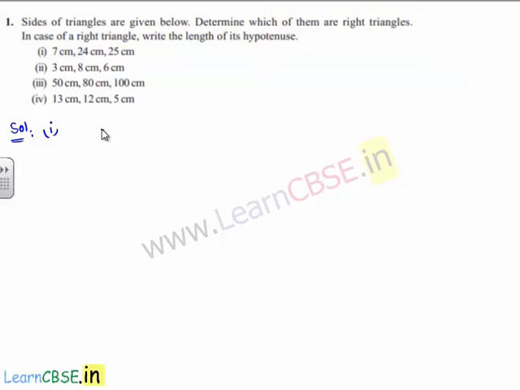Given lengths of sides are 7 cm, 24 cm and 25 cm. Let us assume that these are the sides of triangle ABC with AB equal to 7 cm, BC equal to 24 cm and CA equal to 25 cm. In order to check whether the given sides form a right angle triangle or not, we have to verify the Pythagoras theorem.